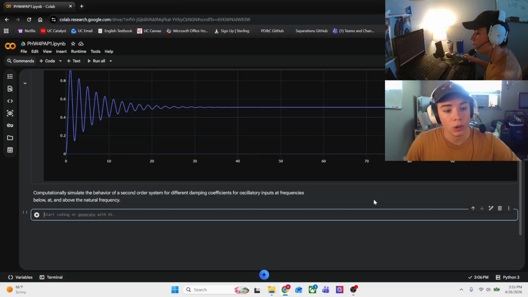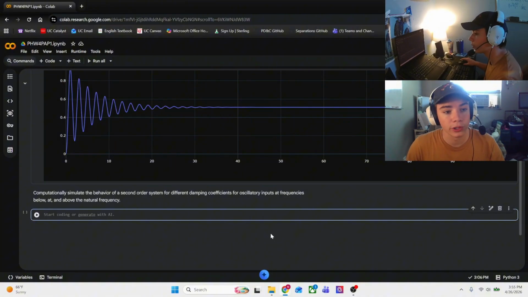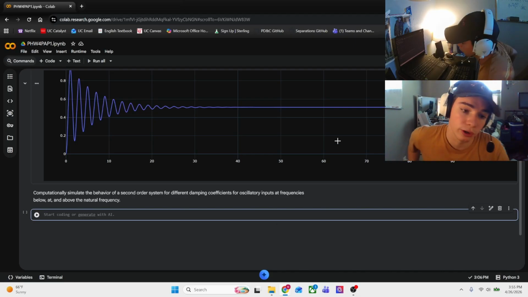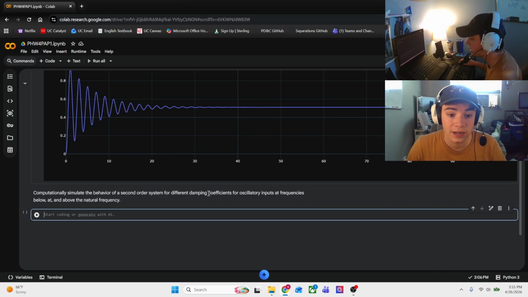All right. Welcome back to the last part of part A for homework 4 for process dynamics and controls. And in this last part, what we're going to be doing is computationally simulating the behavior of a second order system for different damping coefficients for oscillatory inputs at frequencies below, at, and above the natural frequency.